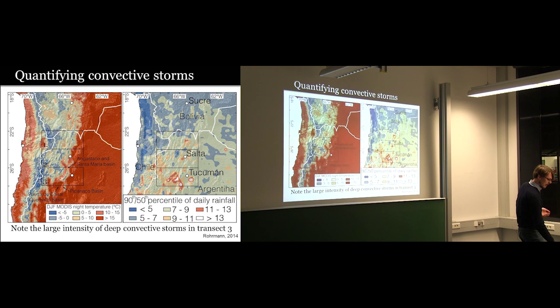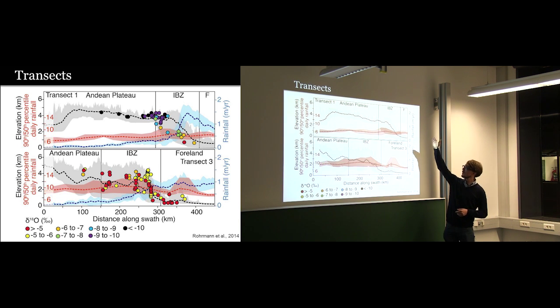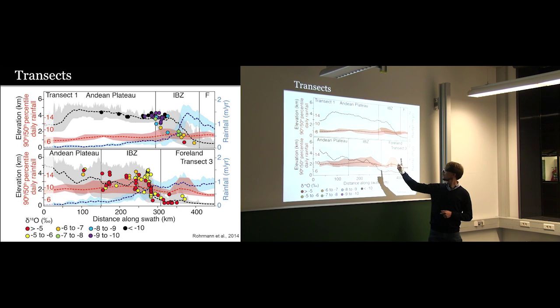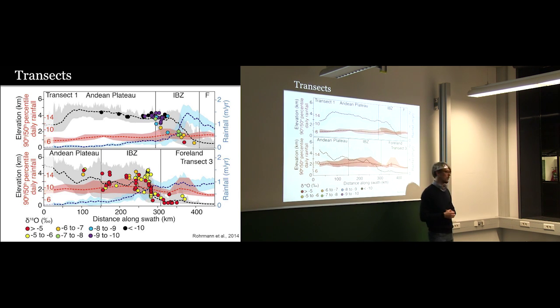To clarify this a little more and show you as a transect, here only the northernmost transect is shown versus the southernmost transect. This again uses the topography along the transect: this is the mean topography, max and min. And then also the 90th over 15th percentile, that's our convective storm intensity parameter. And you can see already that it's almost twice as high as in the Rohrmann transect.